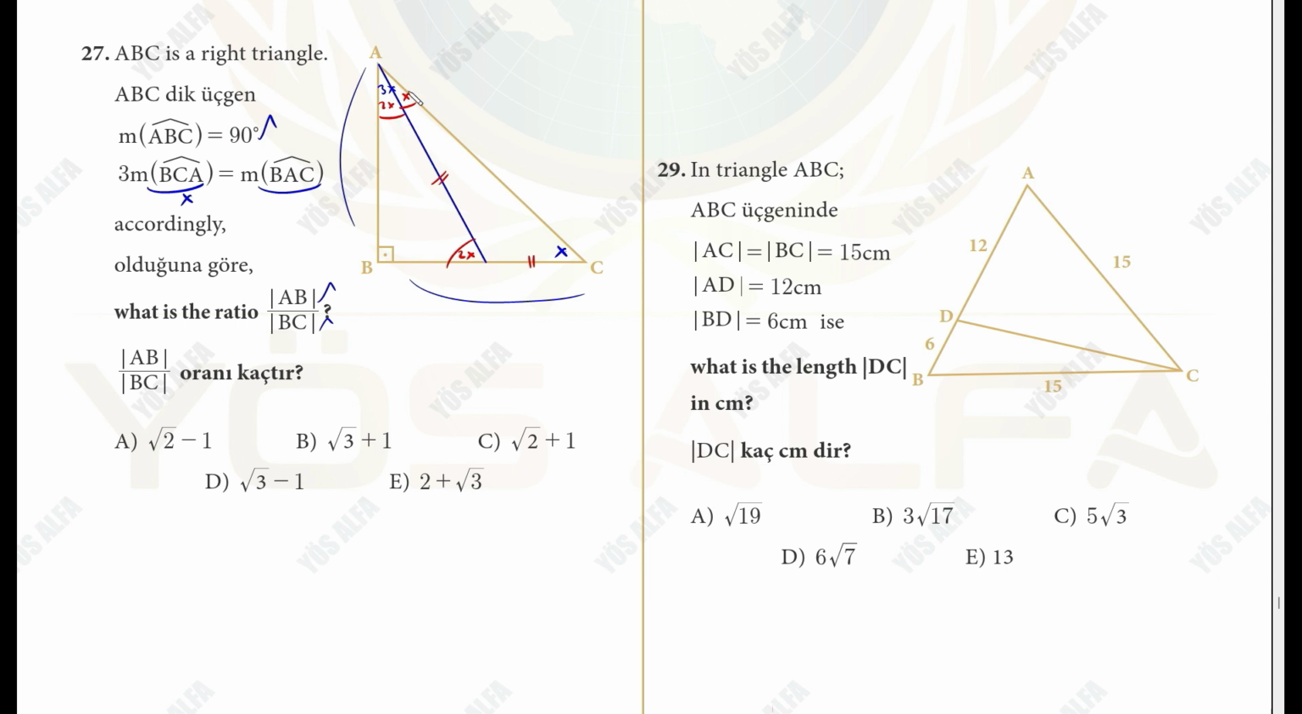Now we also have another isosceles triangle having these two sides the same. Now let's assume that AB is y, so BD must also be y, and the hypotenuse must be root 2y from the Pythagoras theorem. Since this is root 2y, this must also be root 2y. Now we can write the ratio of AB and BC. Y over y plus root 2y. Simplifying this, we have 1 over 1 plus root 2. Multiplying both the denominator and numerator by 1 minus root 2, we have root 2 minus 1 as the answer.